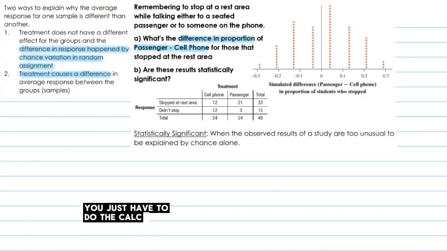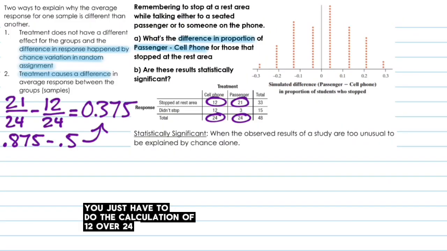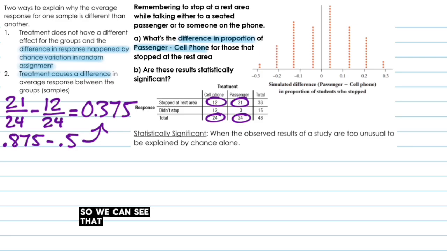You just have to do the calculation of 12 over 24 and 21 over 24. So we can see that of those who stopped at the rest area, there were 12 who were using their phones, 12 out of the 24 stopped at the rest area. And then for the drivers who had a passenger, there were 21 of them that happened to stop at the rest area out of the 24 that had a passenger in the car.